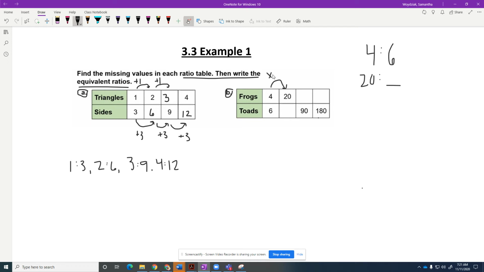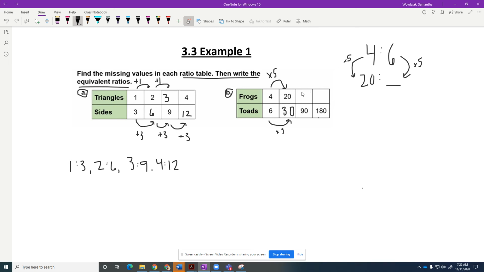Well, I multiplied by 5, which means if I multiplied this by 5 to get to my unknown number, I also need to multiply by 5 because we have to multiply both sides of the ratio by the same number to have an equivalent ratio. So if I do that, 6 times 5 would be 30. Now this is where it's a lot different than the last table. We need to just use the numbers to figure out what we need to do.